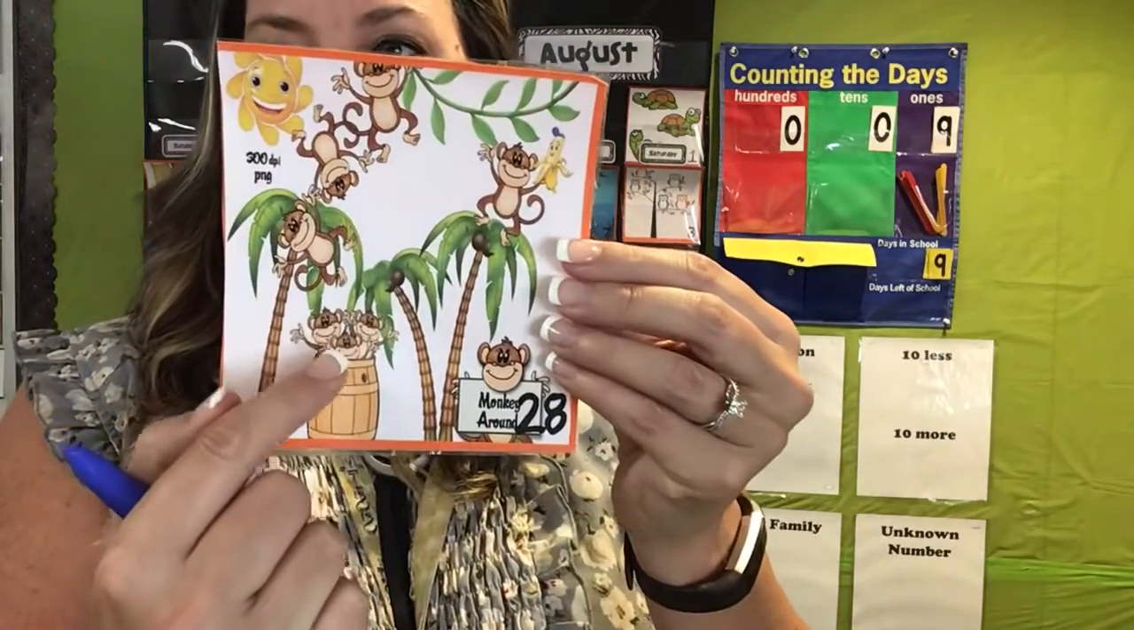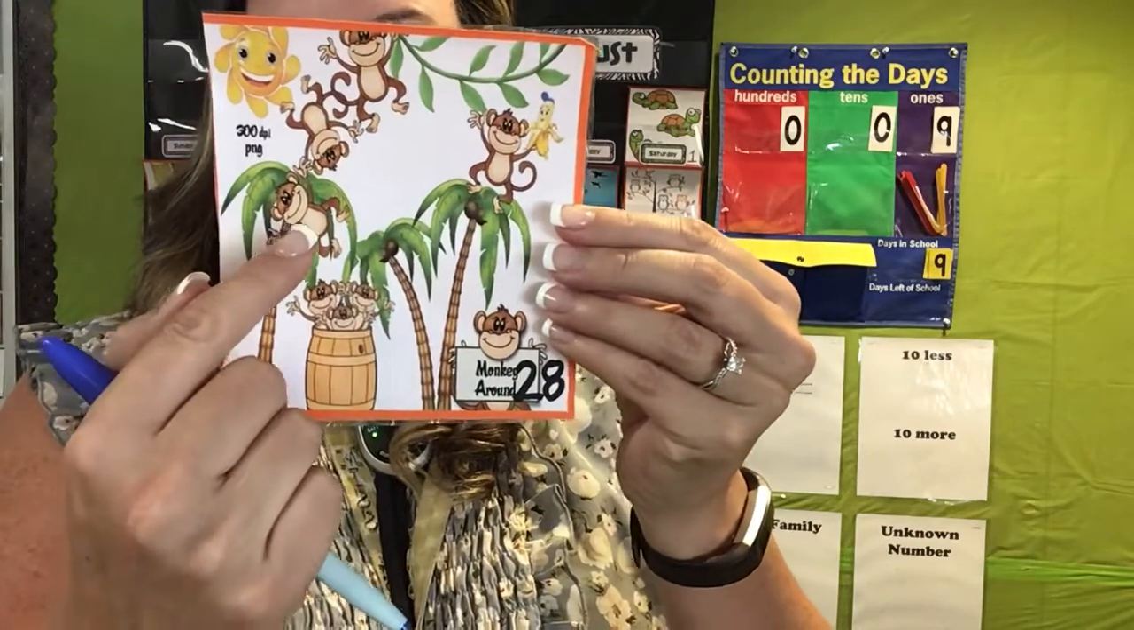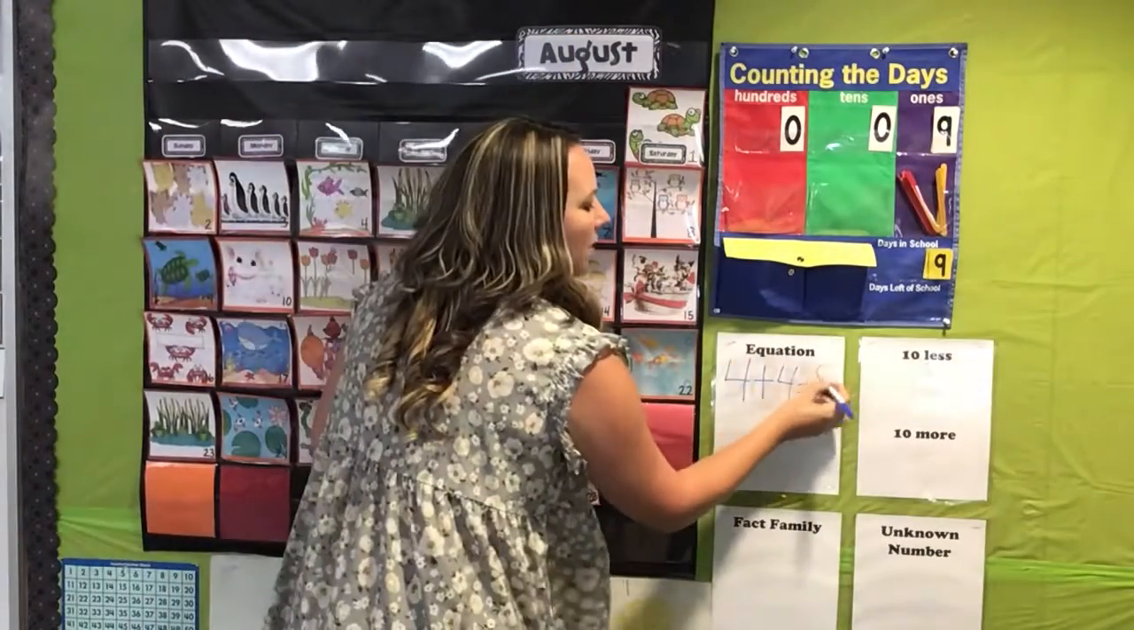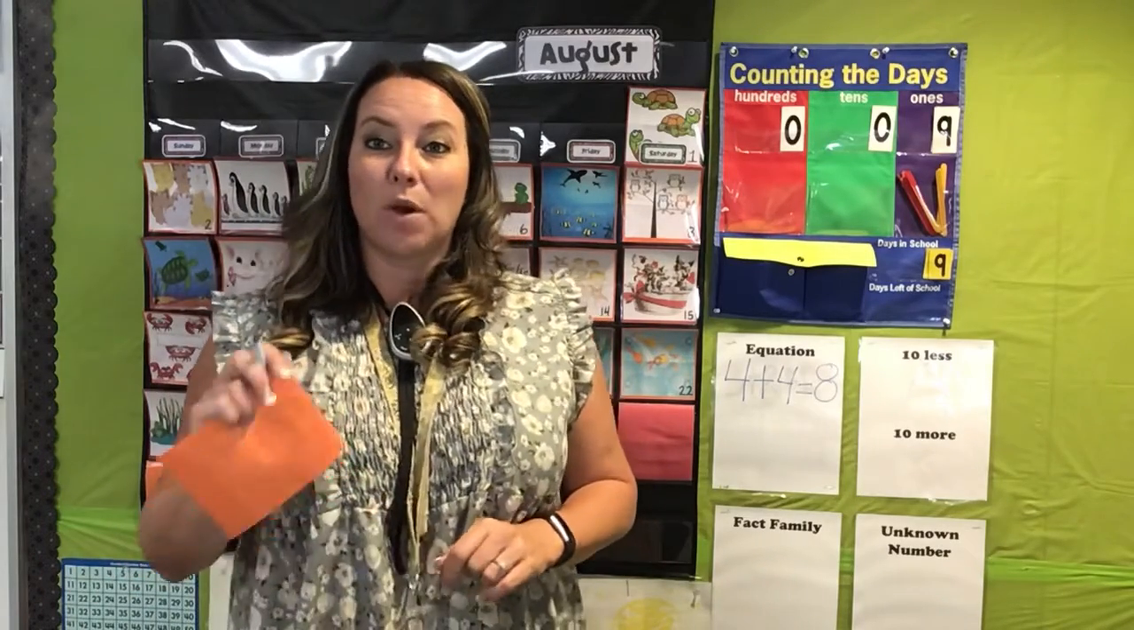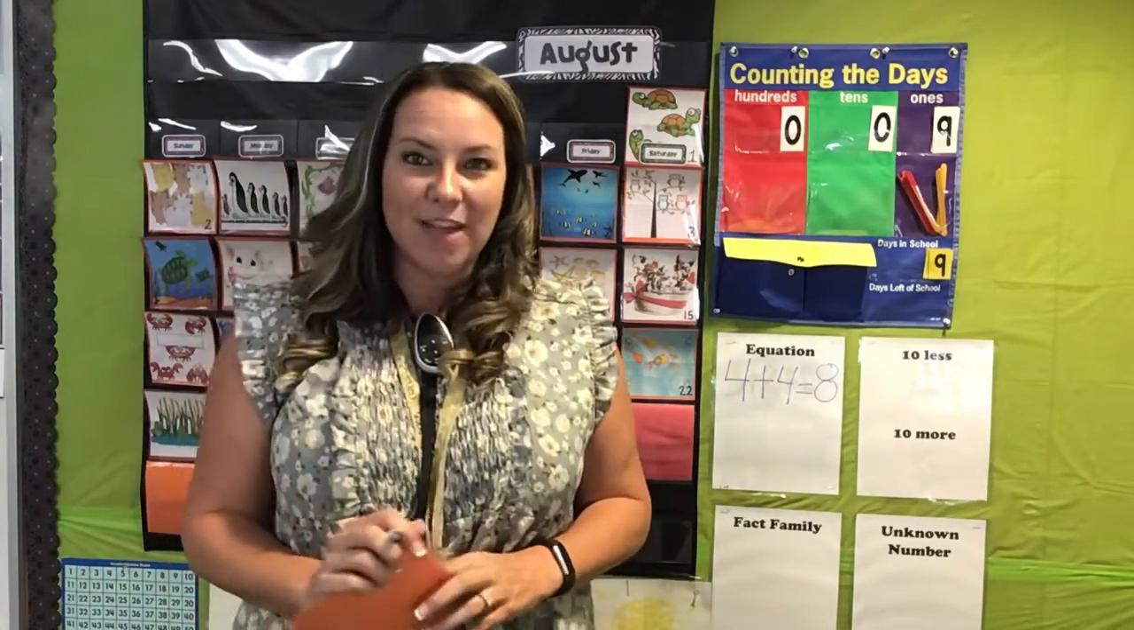Let's count all the monkeys together. 1, 2, 3, 4, 5, 6, 7, 8. It's 8. 4 plus 4 equals 8. Can you say that? 4 plus 4 equals 8. Woohoo!